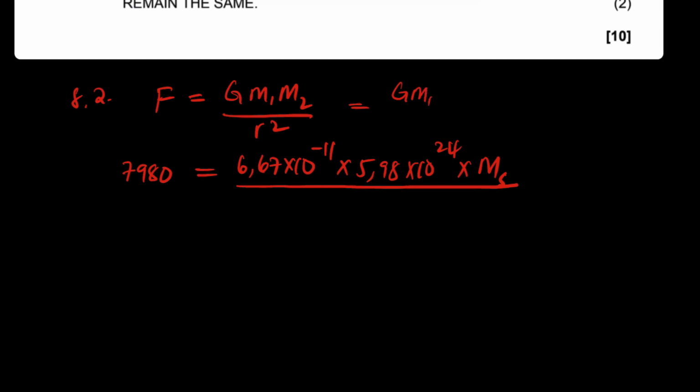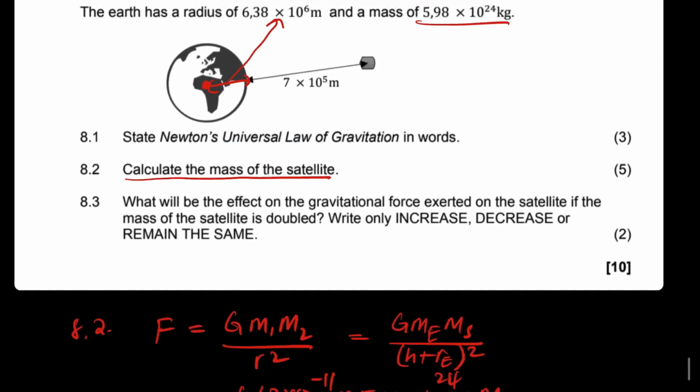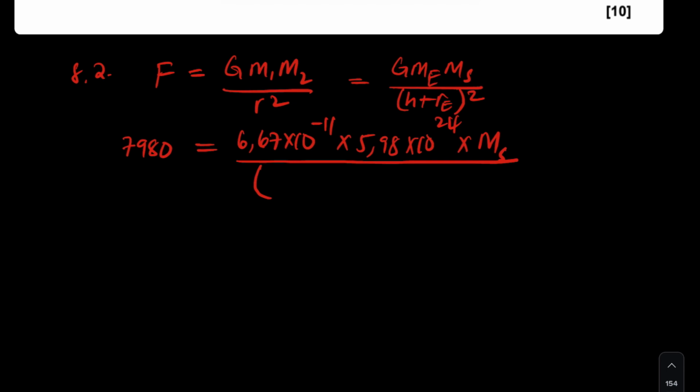So it's going to be G times the mass of the Earth times the mass of the satellite divided by R squared. It's going to be the height plus the radius of Earth, squared. The height is 7 times 10 to the power 5 plus the radius, which is 6.38 times 10 to the power 6, squared, right? So it's very important. Now what do you need to do in order to get an accurate answer there?